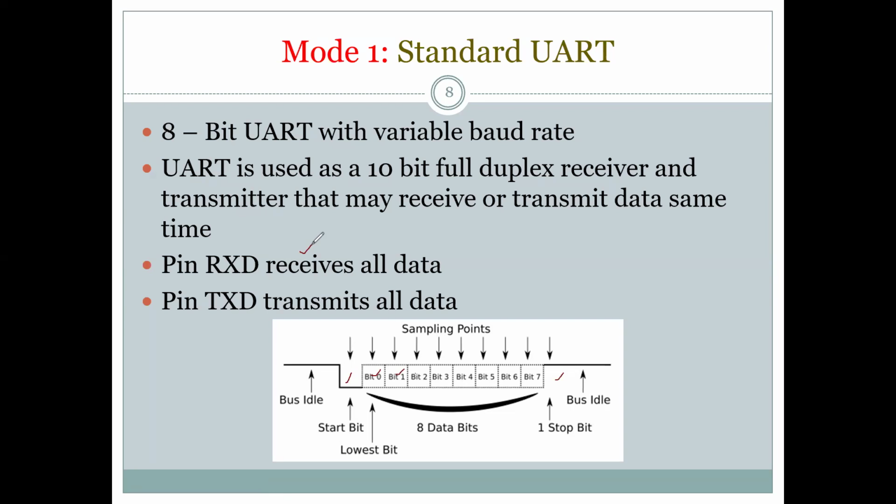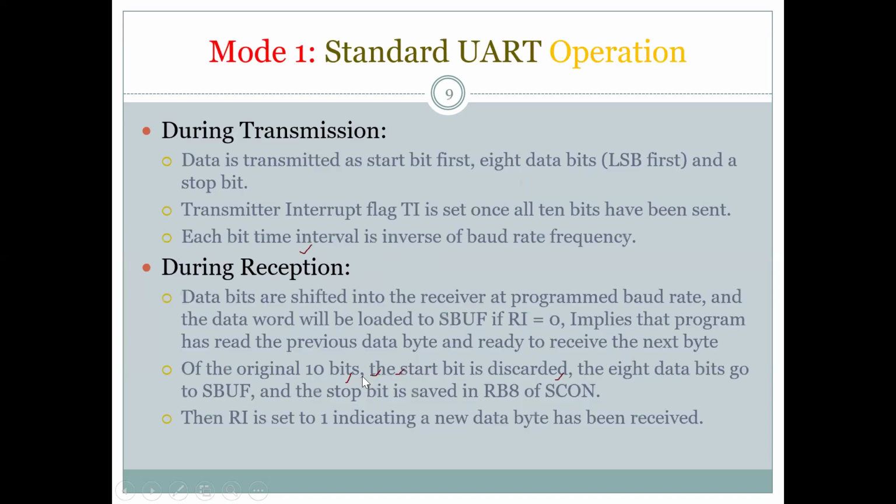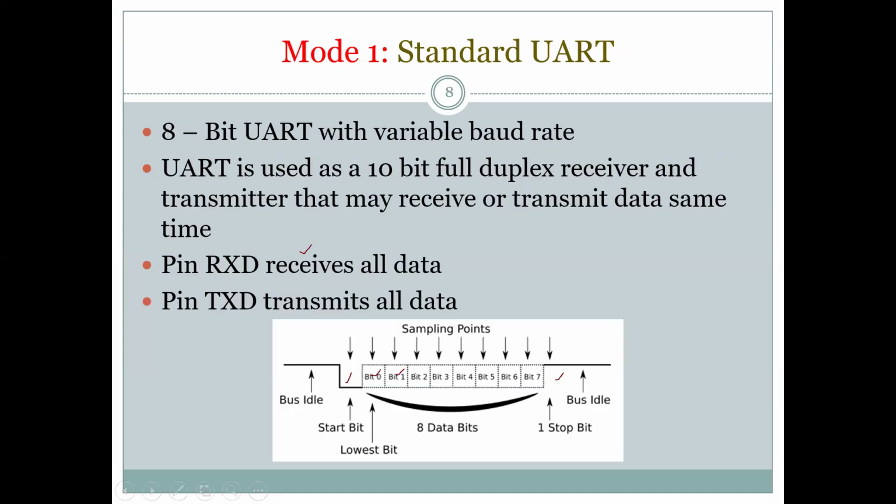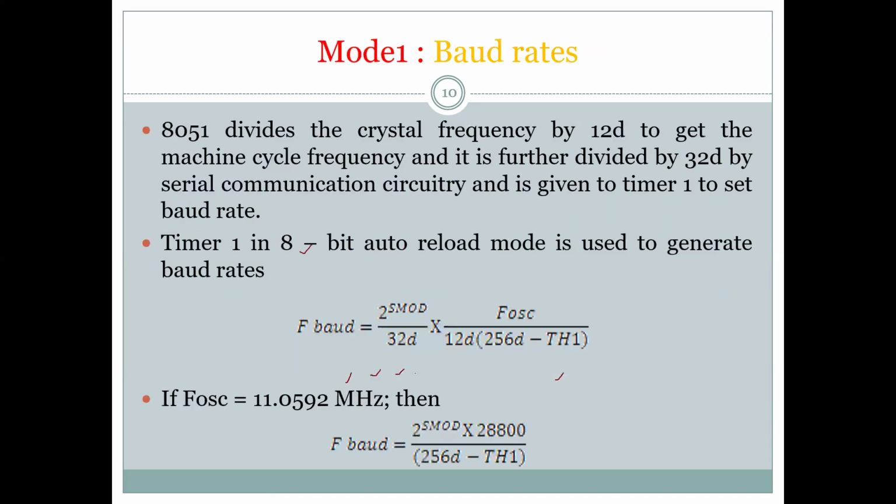Now, what is variable baud rate? At what rate are these bits shifted out? The duration of 1 bit gives the time interval to send out 1 bit. Based on that value, you can get the number of bits transmitted per second. This is the baud rate formula.